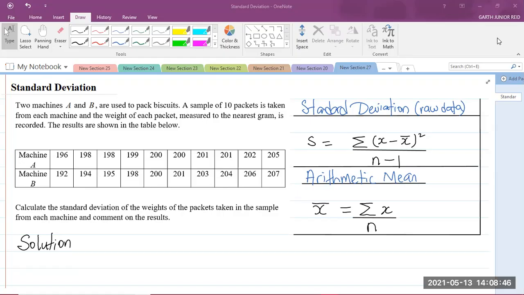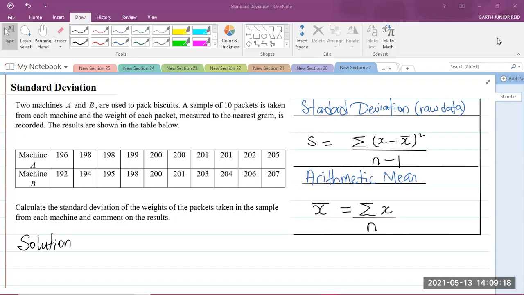And in case you don't remember what the arithmetic mean formula says, it says X bar is equal to the summation of X. So you're summing all the X values and dividing by N. Now, the standard deviation formula that I gave you is just one formula. There are other formulas that you can also use to calculate the standard deviation for raw data. I'm only using one of them. So let us now start the question.